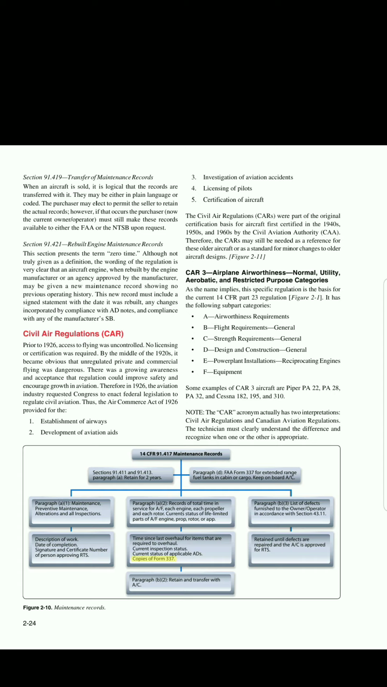Copies of Form 337. Paragraph A2, records of total time in service for each engine, each propeller and each rotor. Current status of life-limited parts of each engine, prop, rotor, or appliance. Paragraph B3, list of defects furnished to the owner/operator in accordance with section 43.11. Retained until defects are repaired and the aircraft is approved for return to service. Paragraph B2, retain and transfer with the aircraft. Figure 2-10. Maintenance records. 2-24.